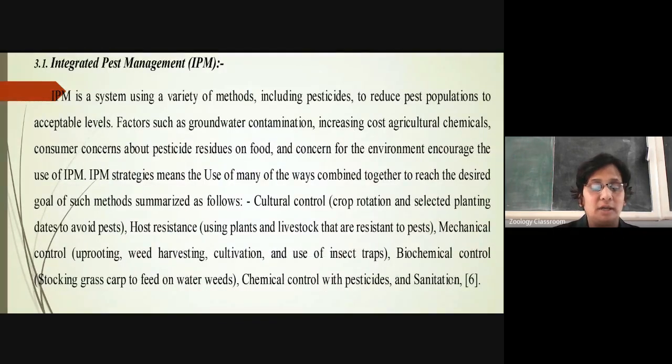Next point is integrated pest management. And I think we will study from here next time. Okay, I will continue from integrated pest management in the next lecture.